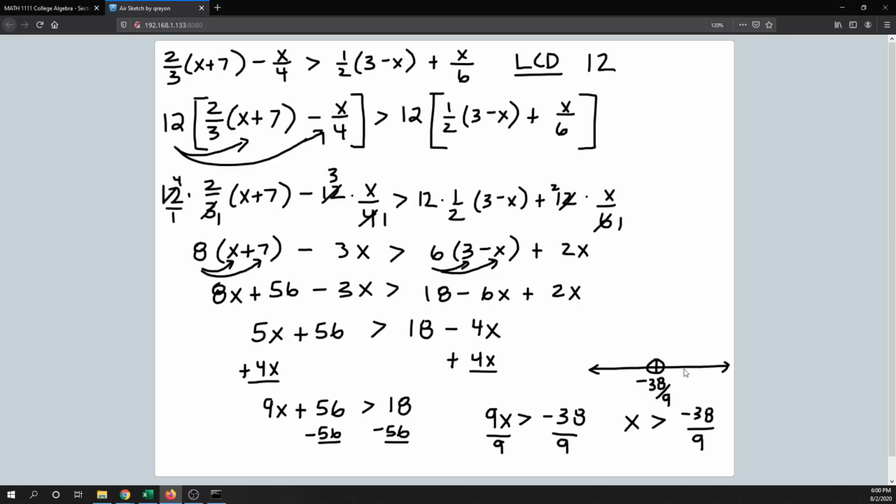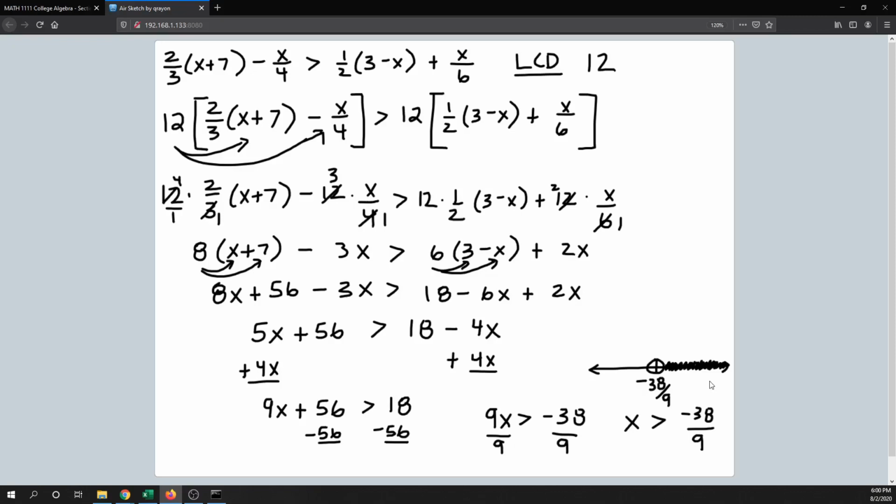So therefore, I would represent that with an open dot. And then I want to shade on the correct side here. The x is greater than negative 38 ninths. So that would mean that the solutions, right, would all be on this side of the number line. Okay. So that's what the graph would look like.